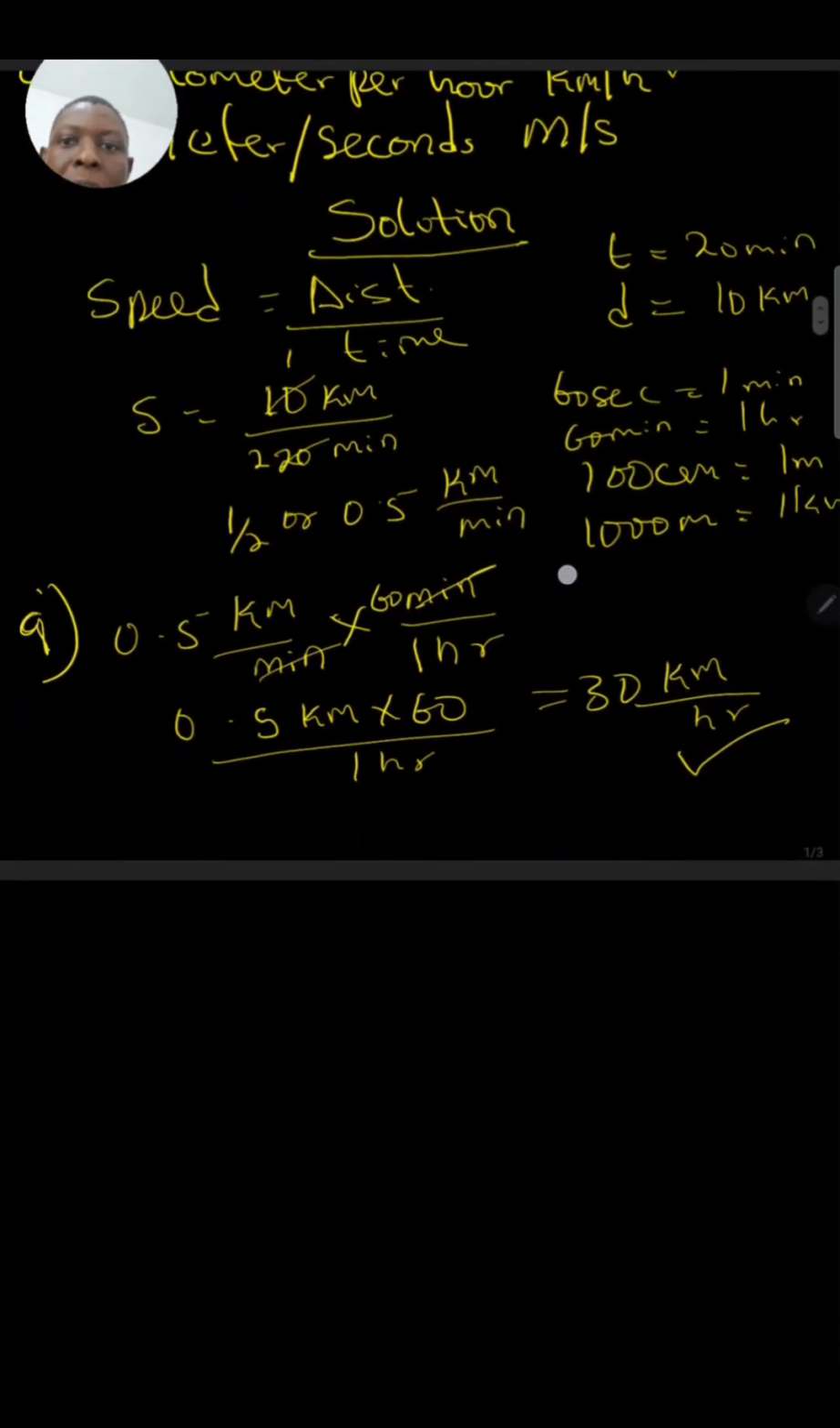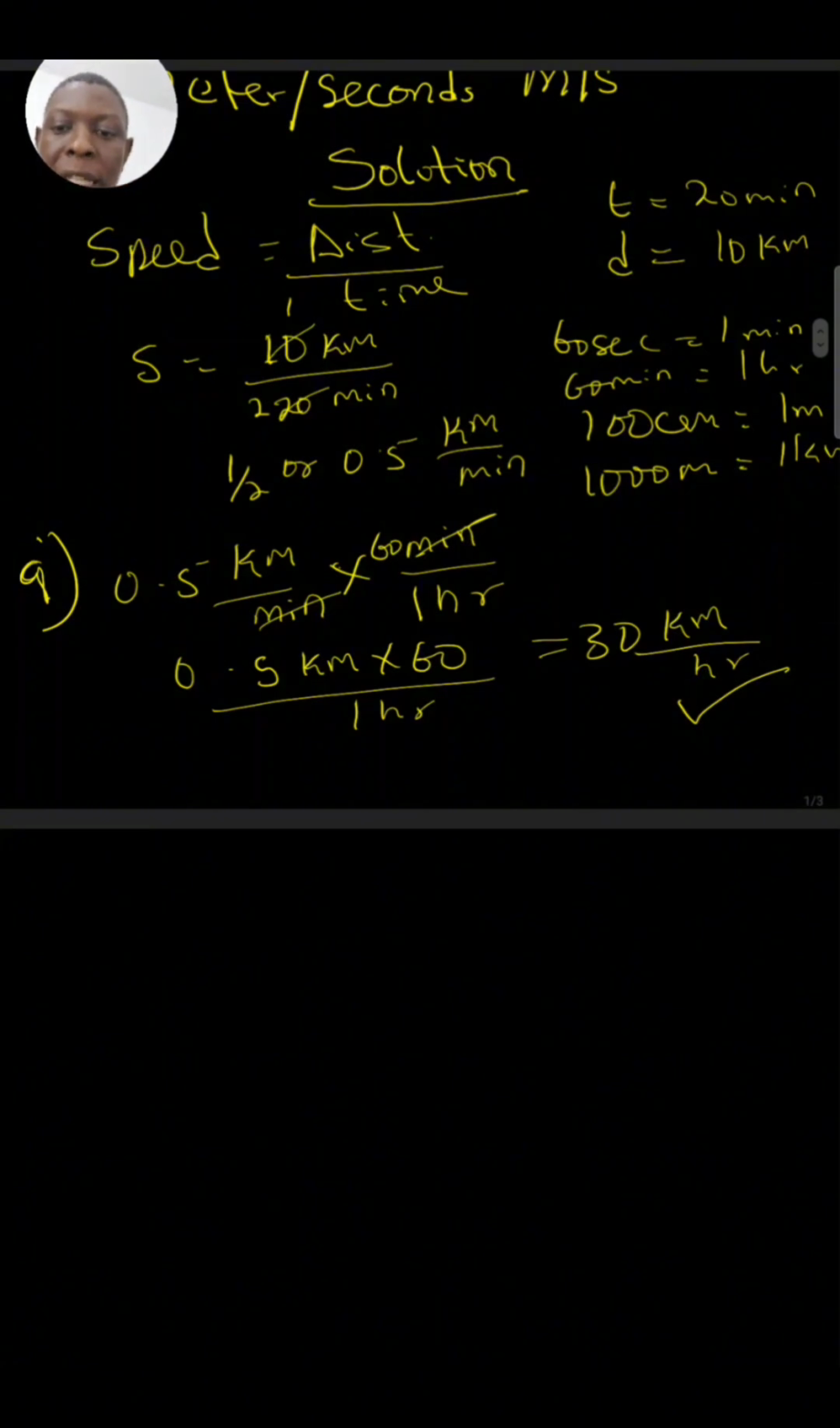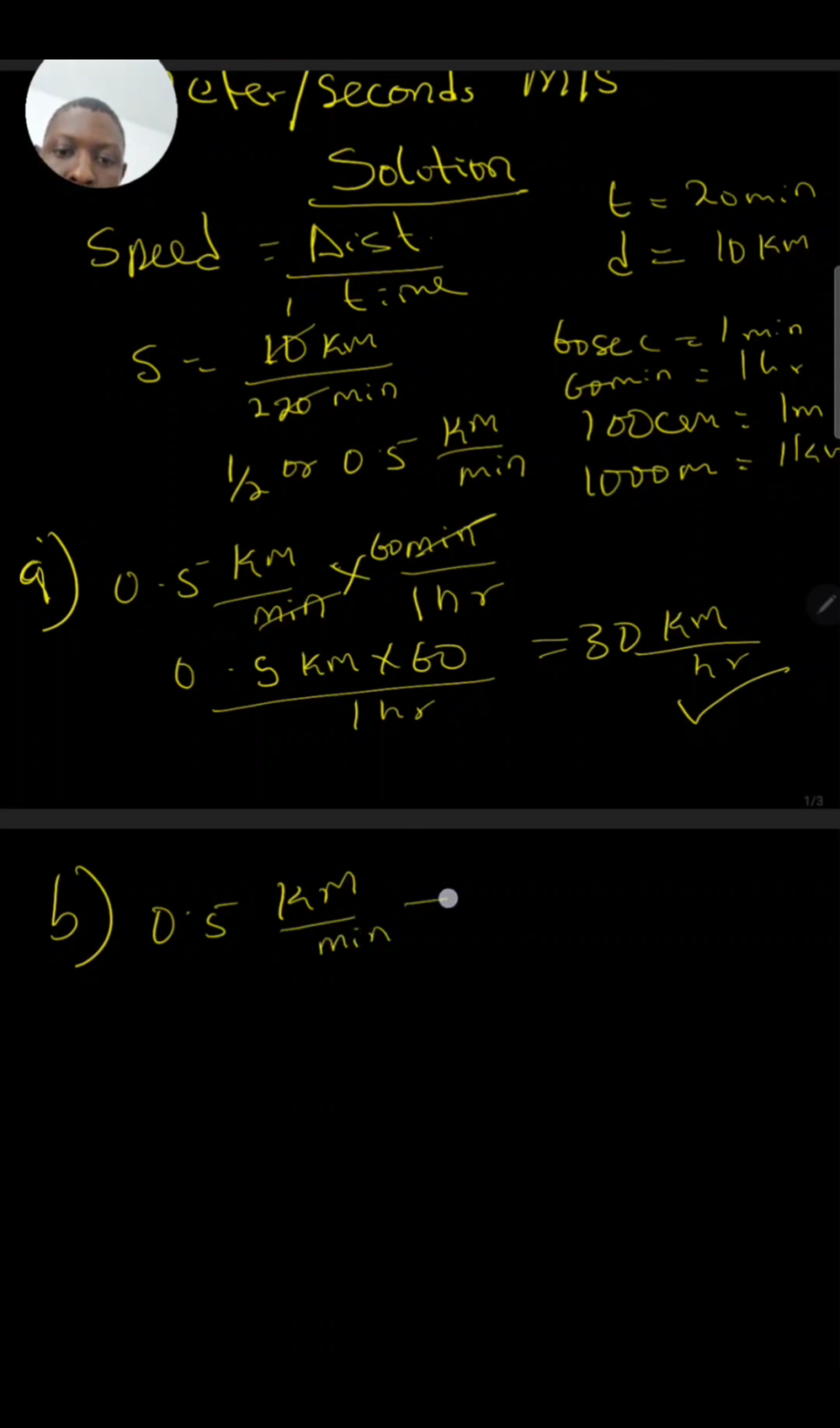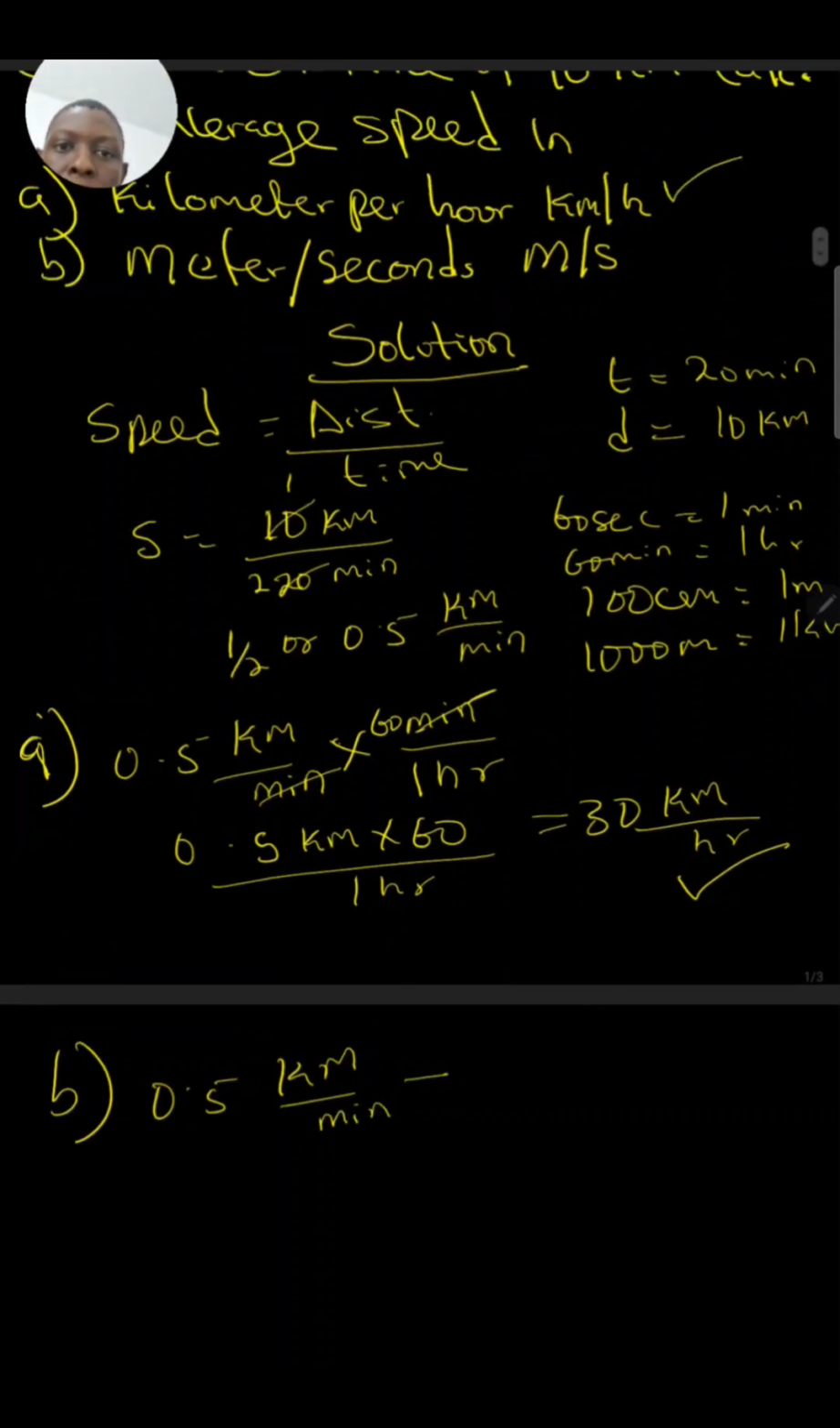Now, for the B side, it says convert the same thing, 0.5 kilometer per minute. They say we should convert it to what? To meter per second. So it simply means that this kilometer, I want it to go to meter. And this minute also, I want it to go to seconds. So first of all, let me start with that of minutes. For me to change this minute to second, I need to multiply here by, remember, the inverse, the opposite of it.